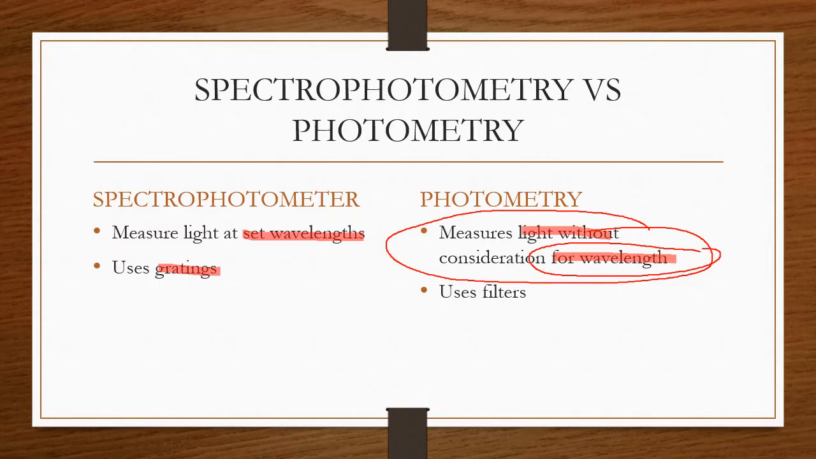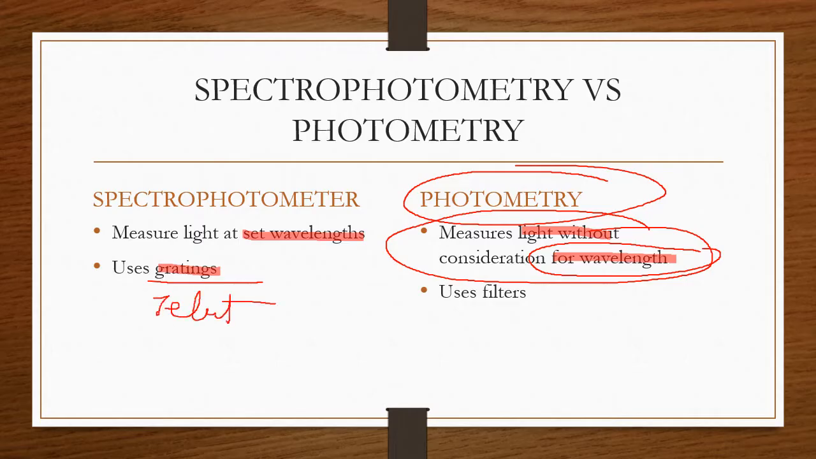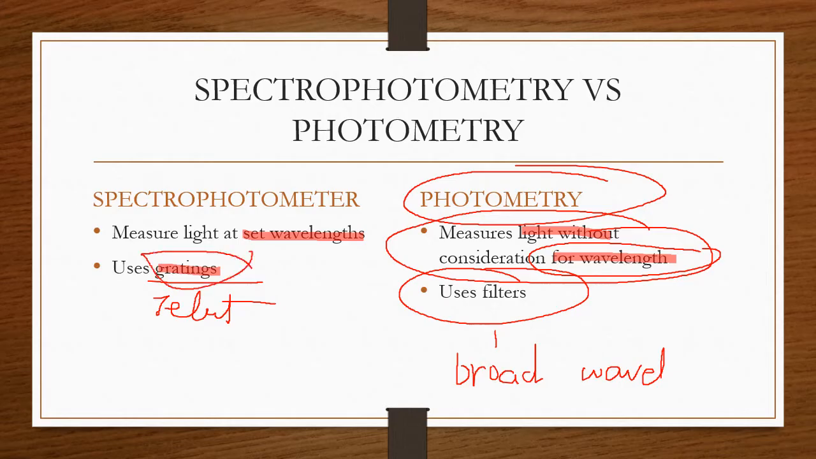So in photometry, instead of using a grating, which can select your wavelength, we use filters, which basically isolate broad wavelengths. So when you use gratings, you can select a much smaller range of wavelength as opposed to filters, which can only isolate a broad wavelength.